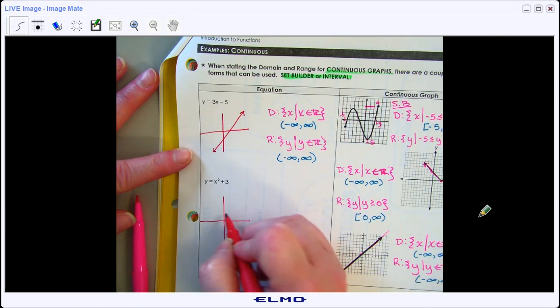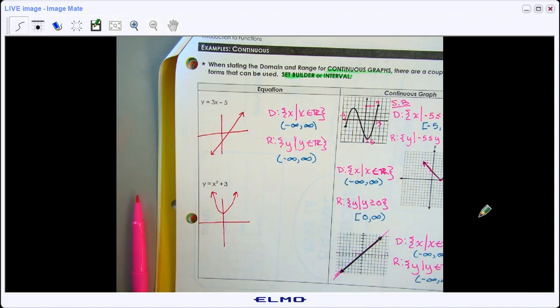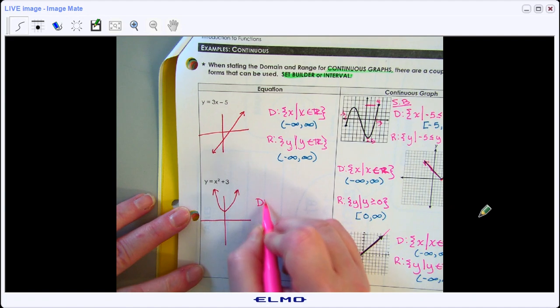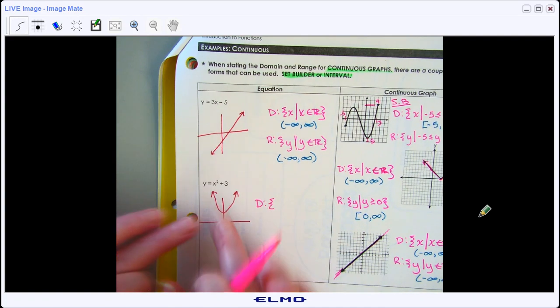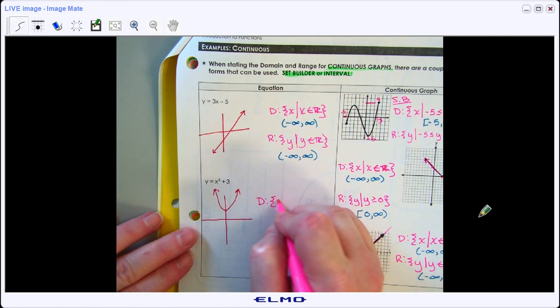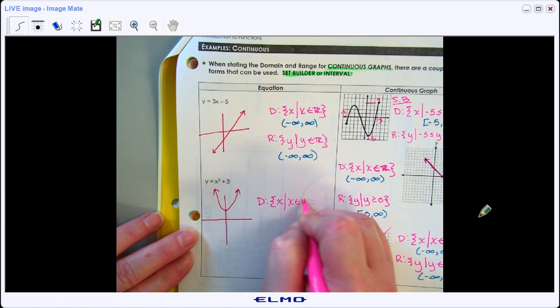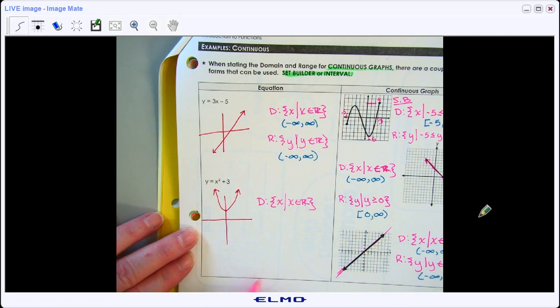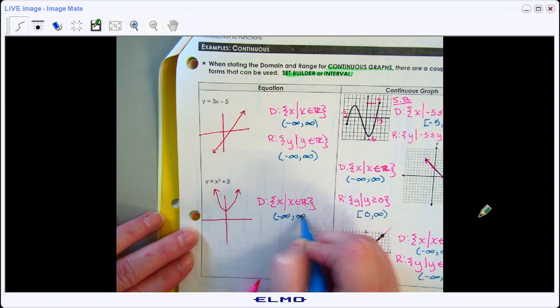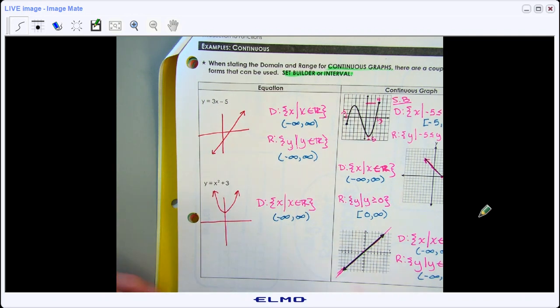And then our last one here, when we type this in the calculator to look at our graph, we get a nice little parabola shape. Domain, again, those arrows are going to keep going forever and ever. It will eventually use every x value it possibly can. So x is an element of the reals, or negative infinity to positive infinity if you are using interval notation.